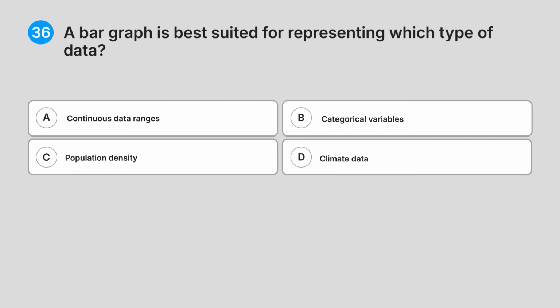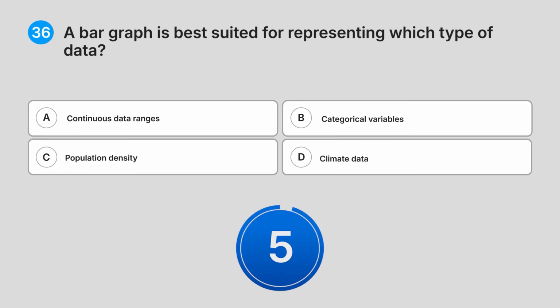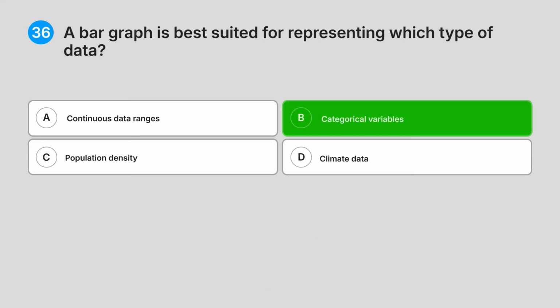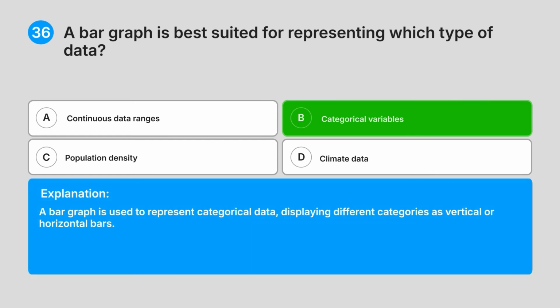36. A bar graph is best suited for representing which type of data? A. Continuous data ranges. B. Categorical variables. C. Population density. D. Climate data. Can you guess the answer? Correct answer: B. Categorical variables. Explanation: a bar graph is used to represent categorical data, displaying different categories as vertical or horizontal bars.